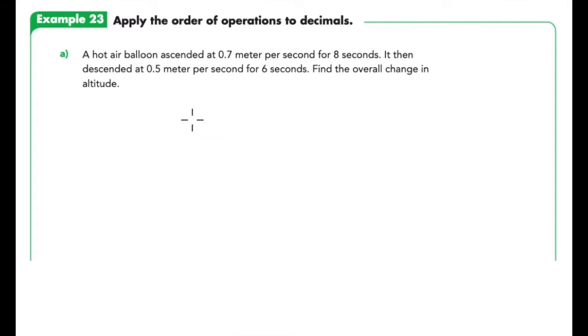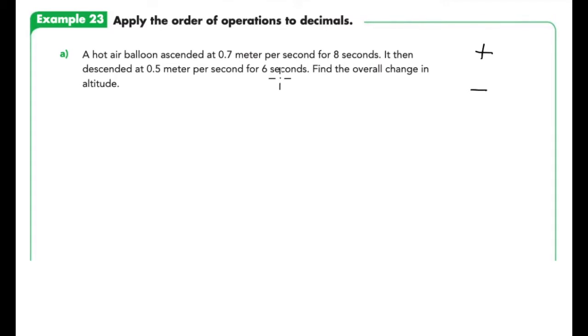In our first problem here, we see that a hot air balloon ascended at 7/10 meters per second for 8 seconds. It then descended at 5/10 meters per second for 6 seconds. We want to find the overall change in altitude. Now we're trying to find the overall change, so we could end up with a positive change or a negative change here.